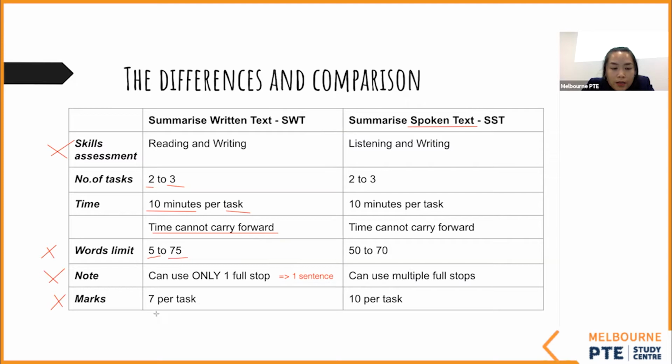How many marks? It gives you 7 marks for one question. One summary is 7 marks. Compared with this one, it gives you more marks. And that means this one is more important to your writing. It actually contributes more marks to your writing compared to this one. So that's the overview, and I want you to remember the word limit because this one has a different word limit from the other. You can only use one full stop here, and in this one you can use more full stops. So just know the differences.